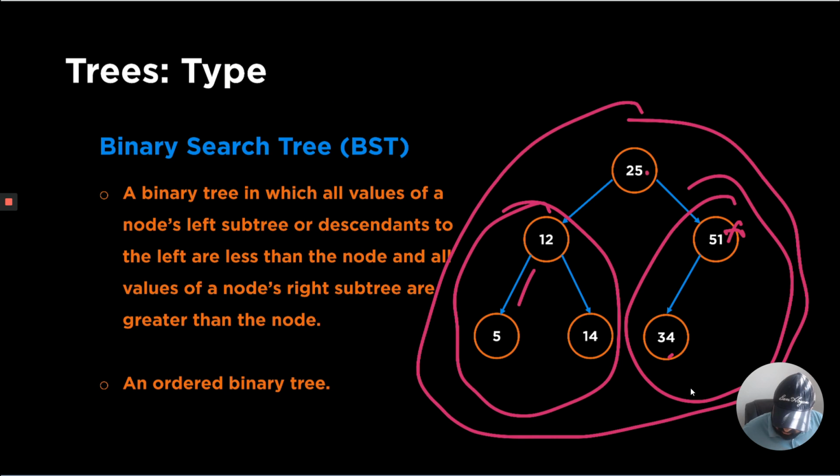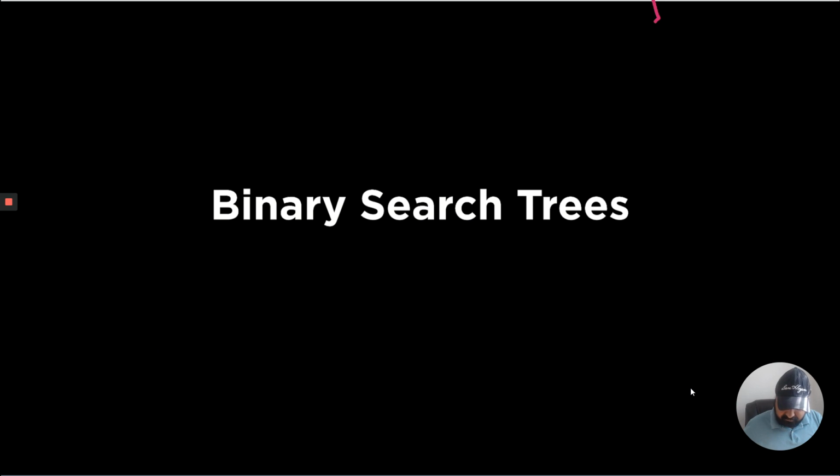So you cannot have a value like 34 here. Although it's greater than 12, you can see that this 34 is greater than the root node. So this defies our first property, that everything on the left of the root, which is all nodes of the left subtree, should be less than the root node.